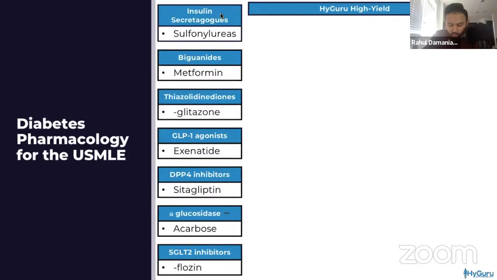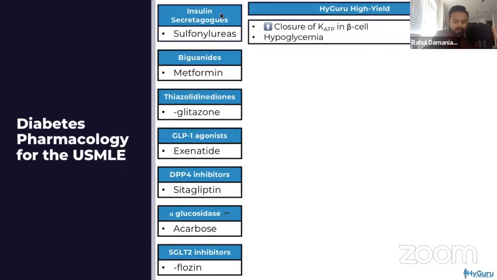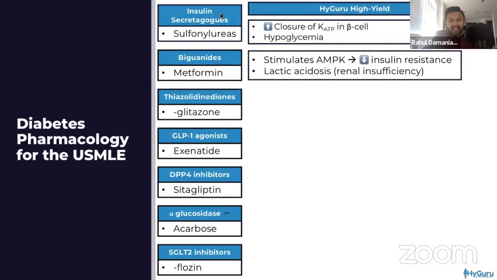So what are some high yields related to these medications? The high yields related to sulfonylureas are going to be the fact that they close the ATP sensitive potassium channel and thus increase endogenous insulin release in your beta pancreatic cell. That's why these patients can get hypoglycemia or weight gain. Metformin stimulates AMP kinase and it decreases insulin resistance. We talked about the lactic acidosis.